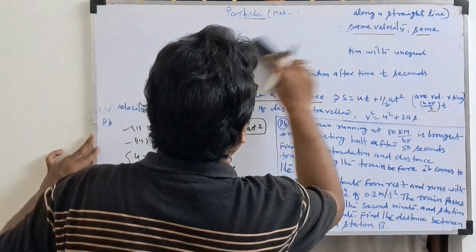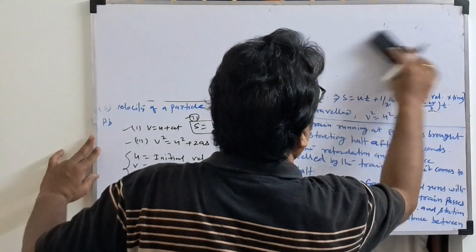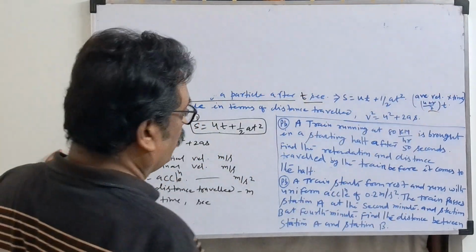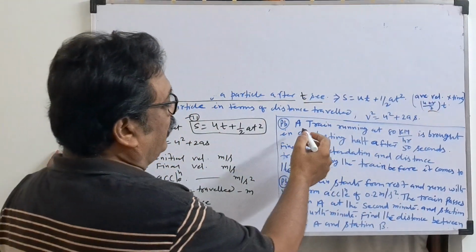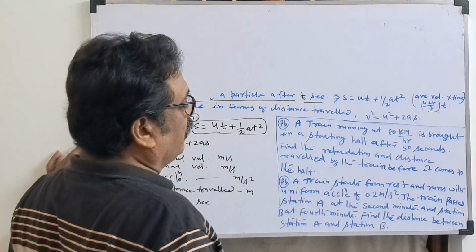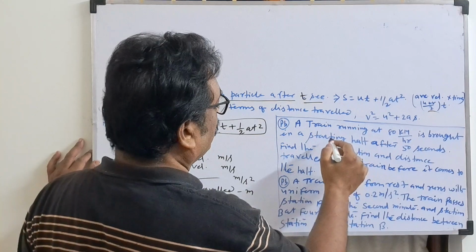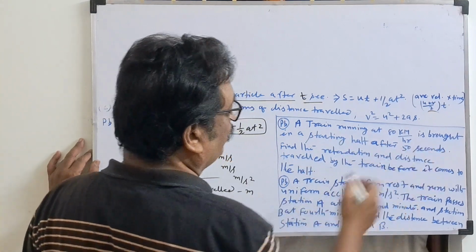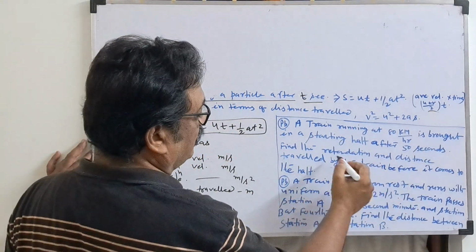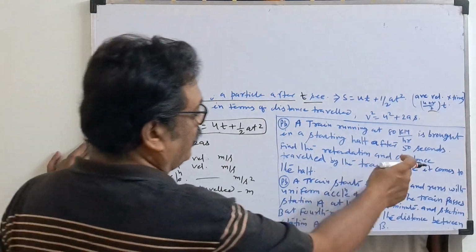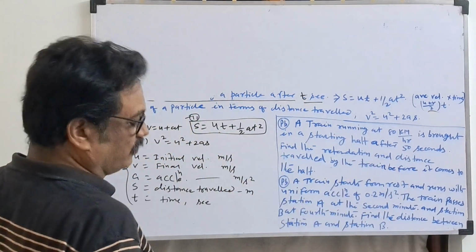Now these two questions I will solve. First question first we will solve. What is the first question telling? A train running at 80 km per hour is brought to a standing halt after 50 seconds. Find the retardation, which is negative acceleration, and the distance travelled, as they are asking to find.